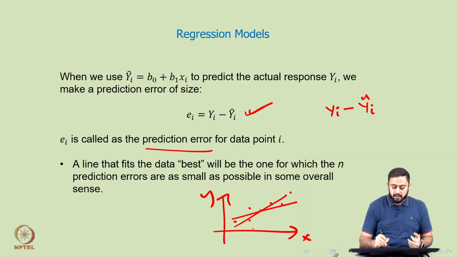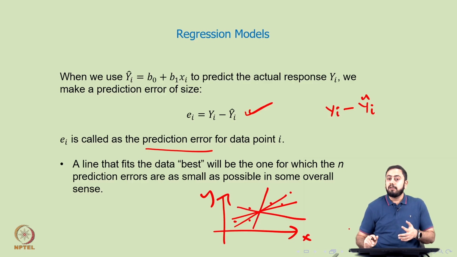Another third straight line could be something like this, or there could be something like that, and so on. So there could be an infinite number of straight lines plotted on any given scatter plot between xi and yi. Now out of all those infinite lines, how do you find the line of best fit, which is also called the regression line or the least squares line?